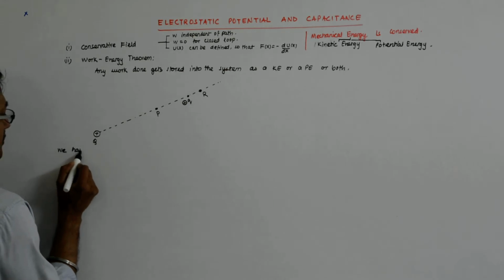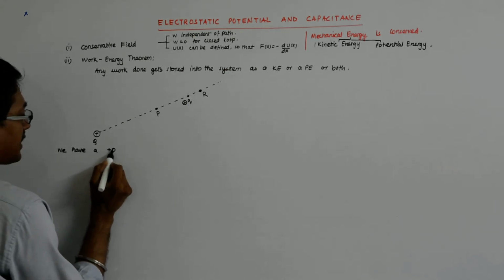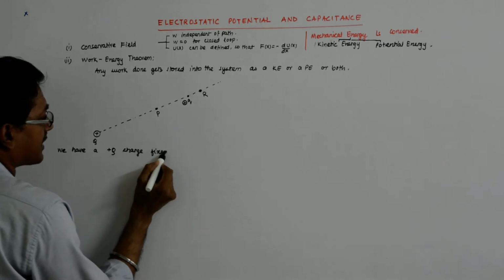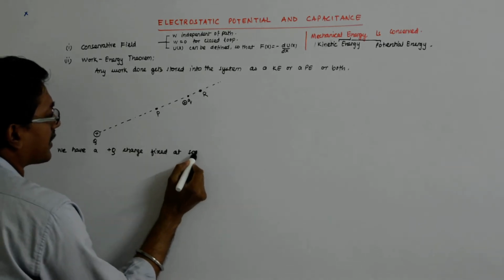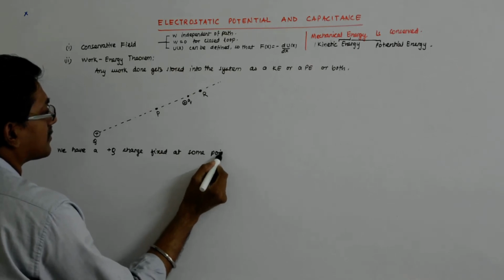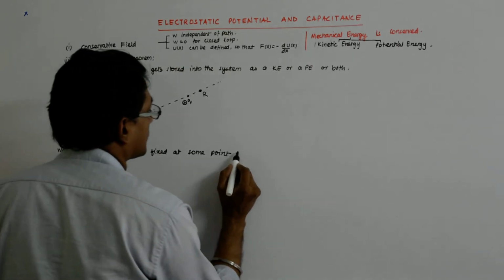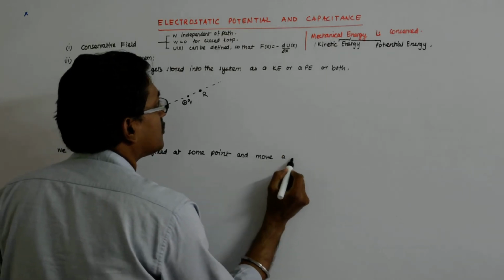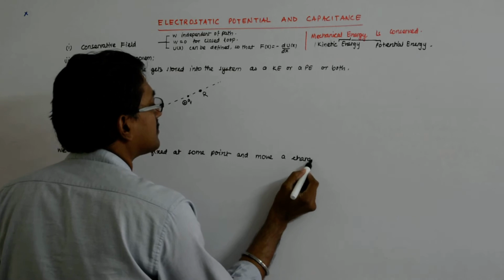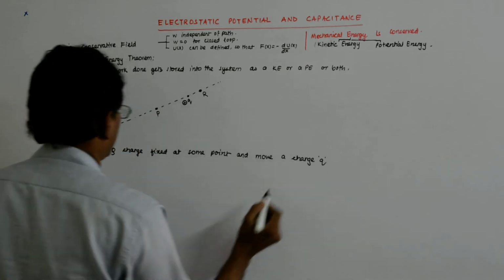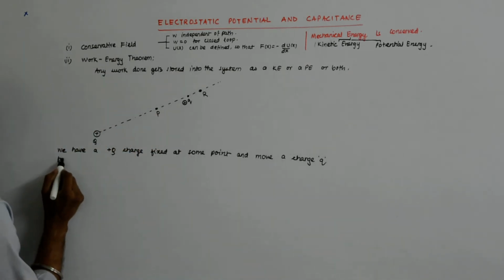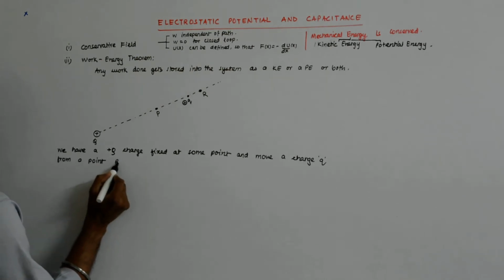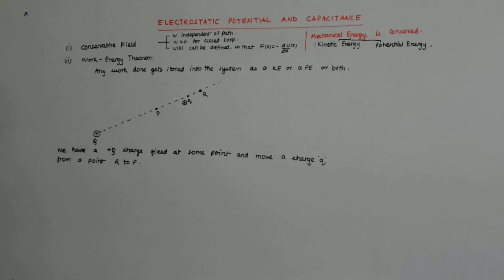We have a plus Q charge fixed at some point, and move a charge q from a point R to P.